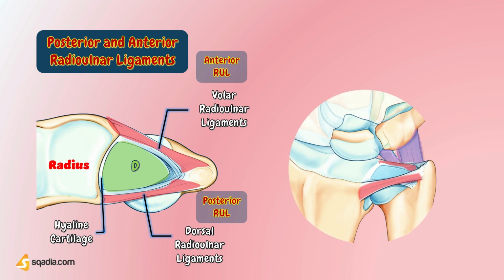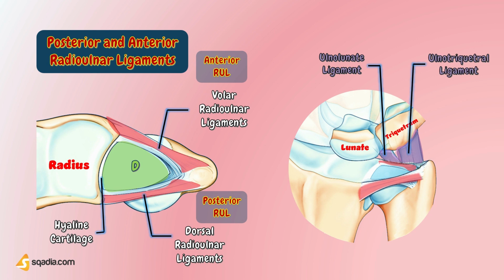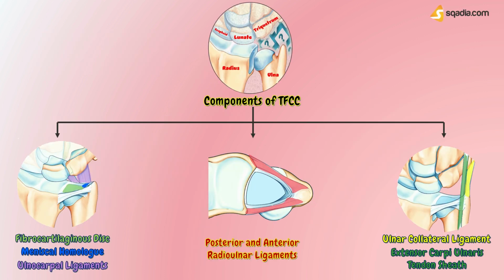The radioulnar ligaments are reinforced by fibers that connect to various bones, including the lunate, triquetrum, hamate, and base of the fifth metacarpal. Specifically, the ulnolunate ligament and the ulnotriquetral ligament, as well as the ulnar collateral ligament, attach to these bones to provide additional support. So far, we have already talked about the disc proper, the meniscal homologue and the dorsal, volar, and ulnocarpal ligaments.